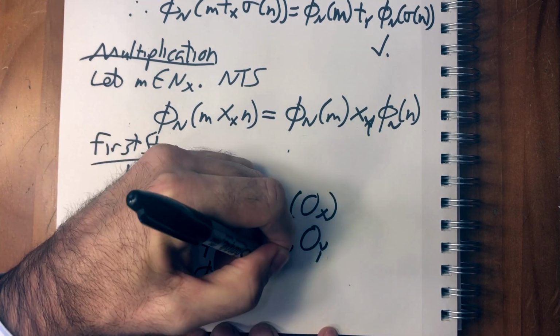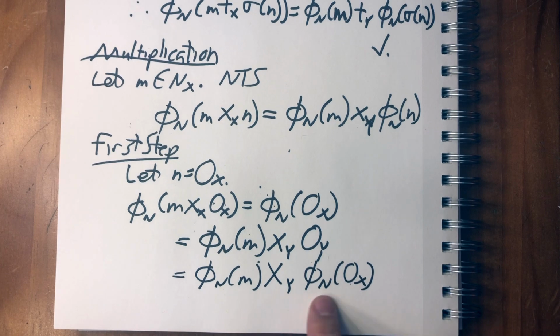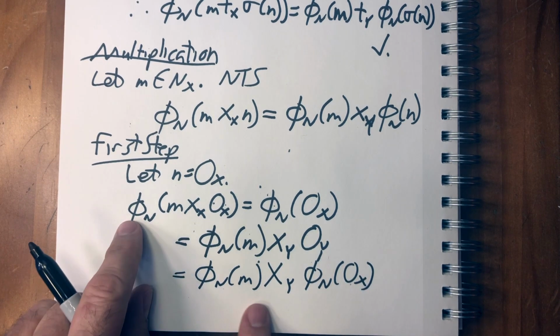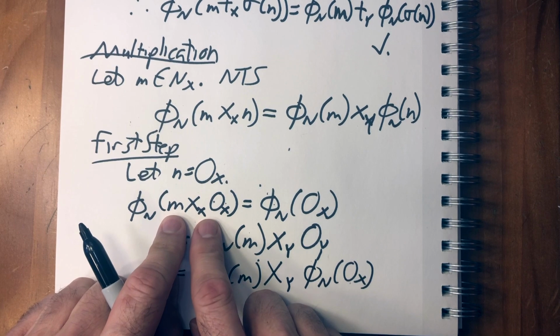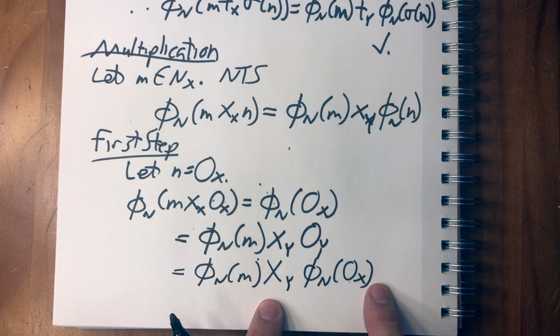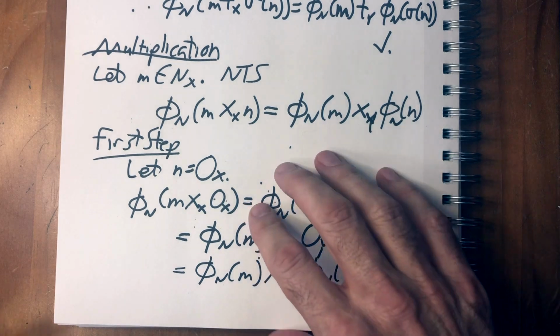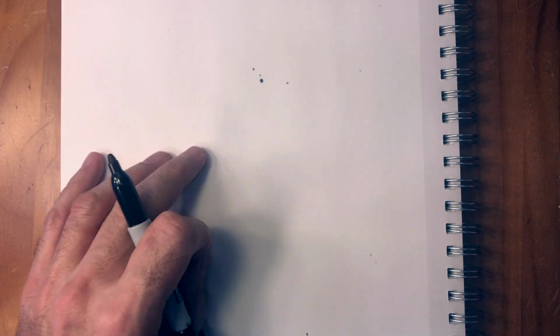So finally, 0 in y is mapped from 0 in x. So that's what we wanted to prove, that phi of m times 0 in x equals phi of m times phi of 0 in y. That's the initial step. So we just showed that multiplicativity is true for when n equals 0 for all elements m in the naturals. Now the induction step.